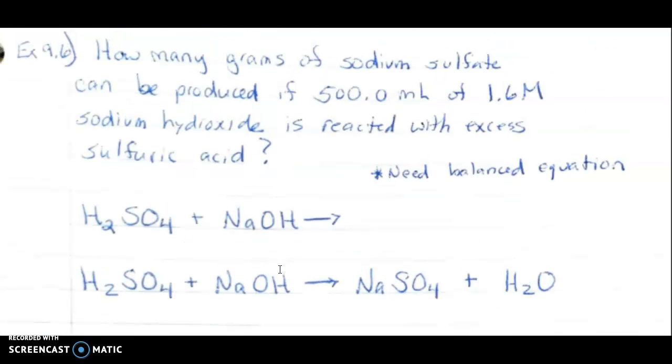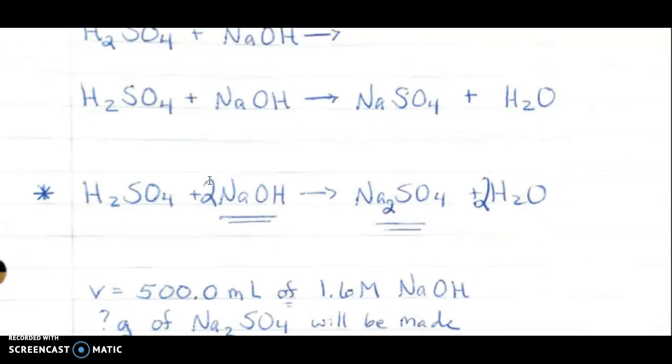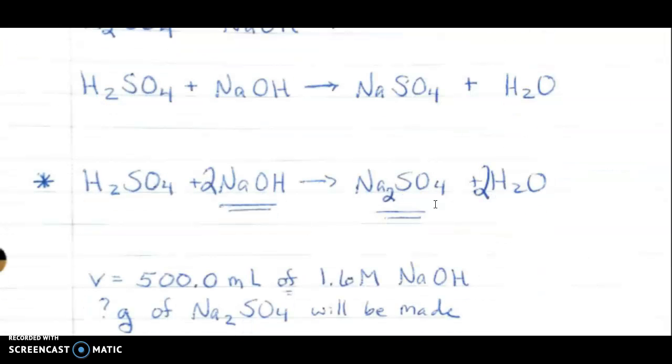Now when we go back and we look at this reaction, it says it wants to know how many grams of sodium sulfate we are going to make if I use 500 milliliters of a 1.6 molar sodium hydroxide. And we're going to react that with excess sulfuric acid. So the 2 things that we want to relate, we're going to make sodium sulfate, and we want to know how much, given how much sodium hydroxide that we're going to use. And we have excess sulfuric acid.